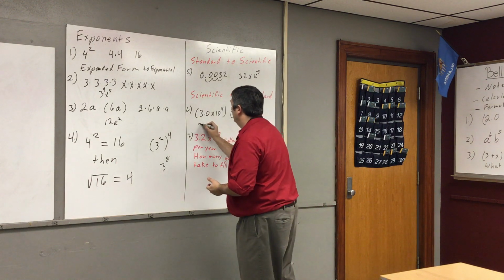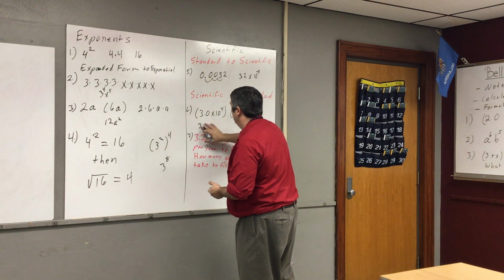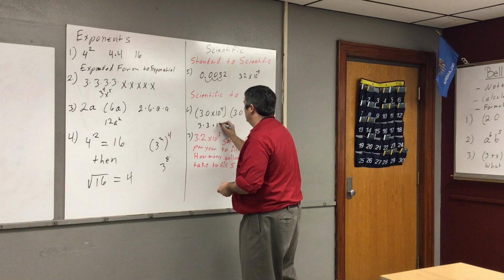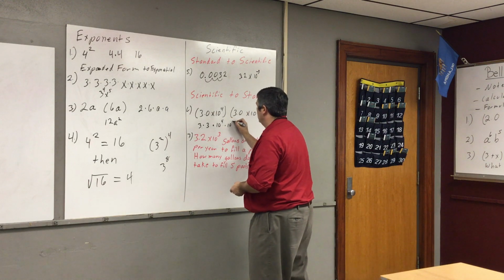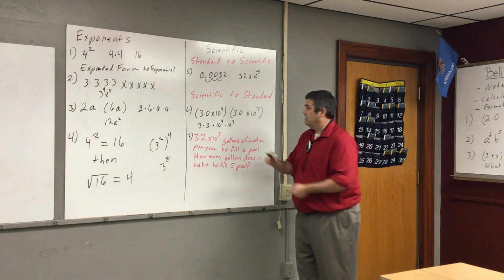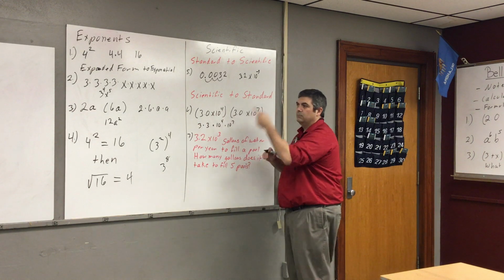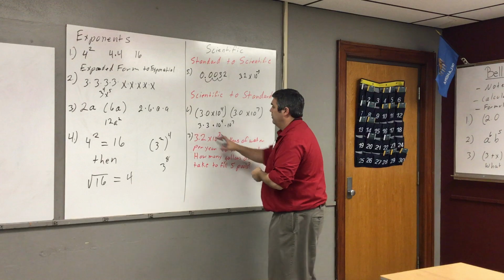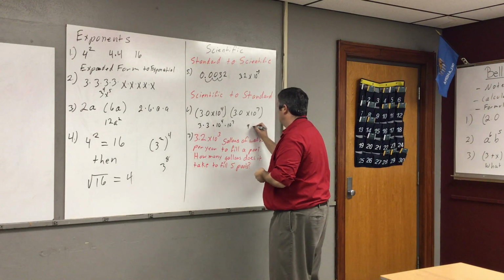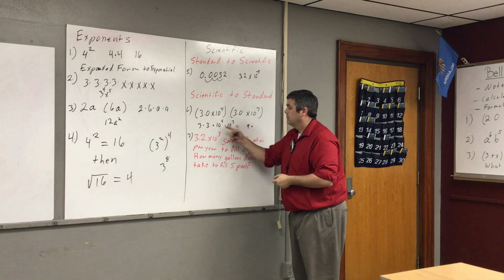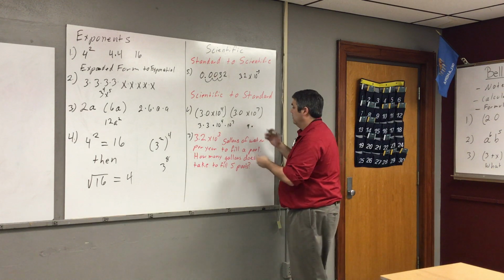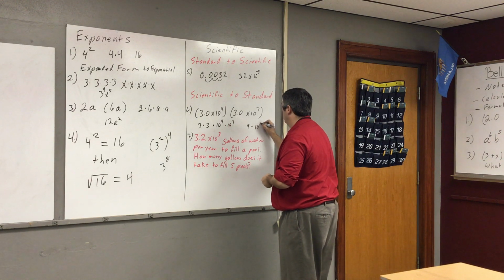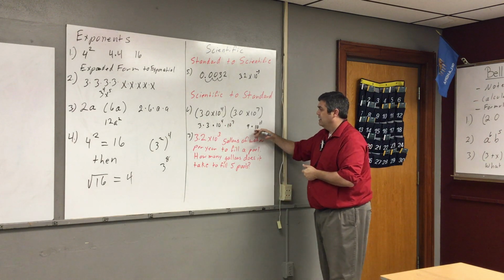So I can do 3 times 3 times 10 to the 4th times 10 to the 7th. See how that works? Because it's all multiplication. I get to use my commutative and associative properties to rearrange and regroup. Well, 3 times 3 is 9 times, because it's still in scientific notation, times 10 to the 11th. Okay, so I got 9 times 10 to the 11th.